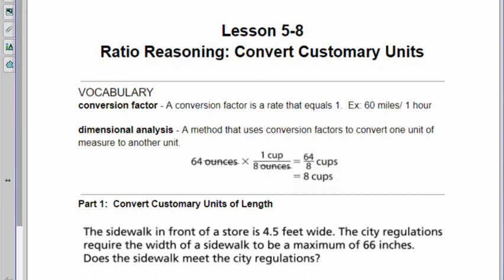Welcome to Lesson 5-8. That's Topic 5, Lesson 8. Today we're going to be converting customary units. Customary units are just units that we're accustomed to, like feet, inches, miles, Fahrenheit and temperature, those sorts of things, as opposed to metric units, which they use in the rest of the world.